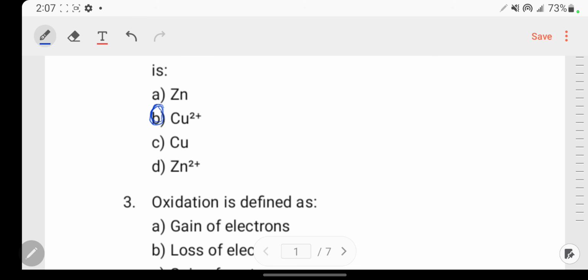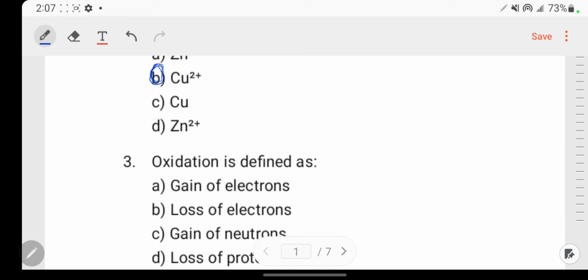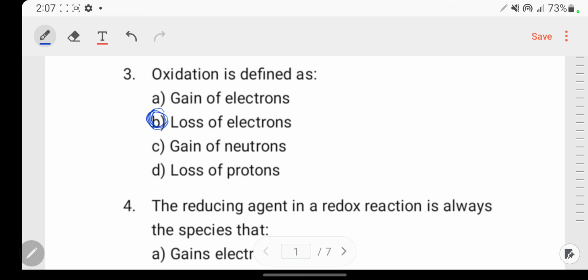Looking at the next question, we have oxidation is defined as, so how do we define oxidation? Oxidation in terms of electrons gained or lost is defined as the loss of electrons. So meaning to say the answer for question 3 is B. Let's look at question 4.